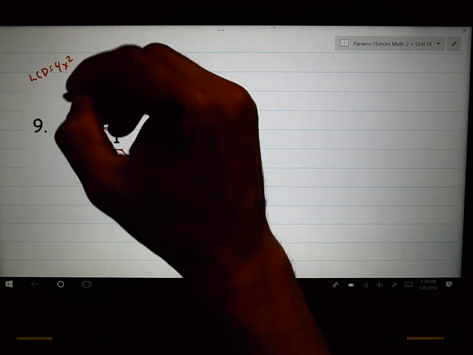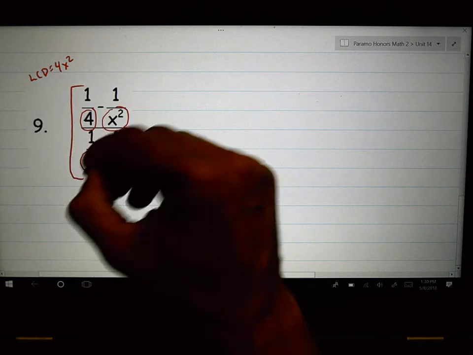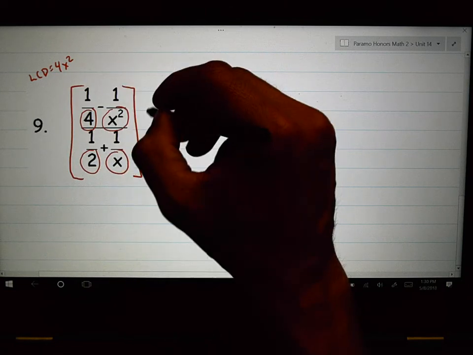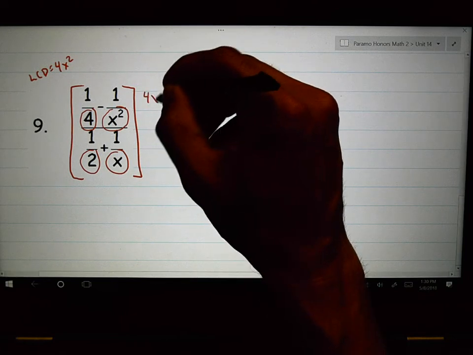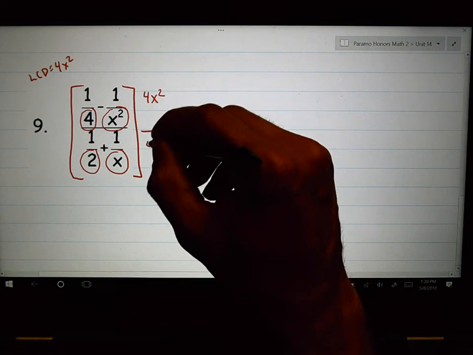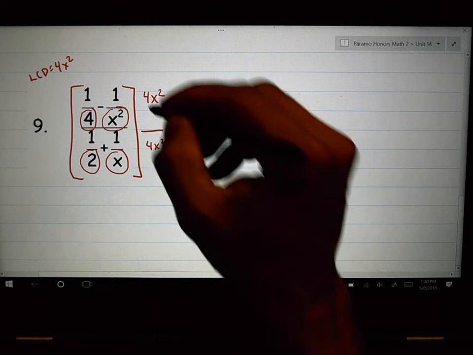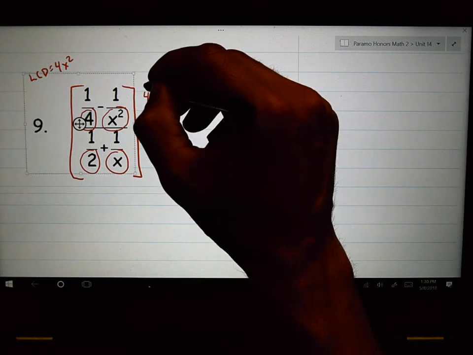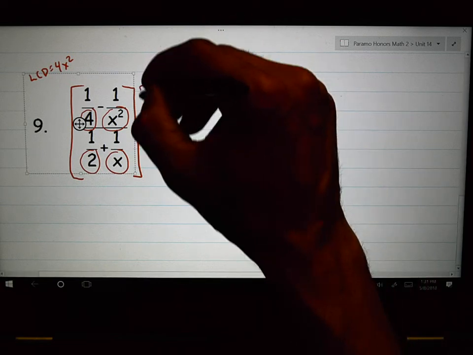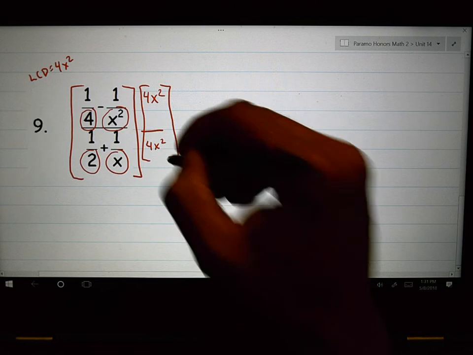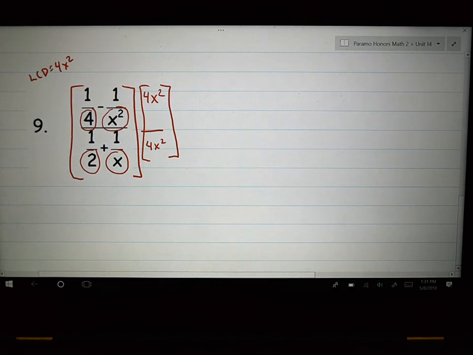So what I'm going to do is take this complex fraction and multiply by 4x squared over 4x squared. That 4x squared over 4x squared is technically the number 1. 1 times anything is itself. I'm using the multiplicative identity of algebra.